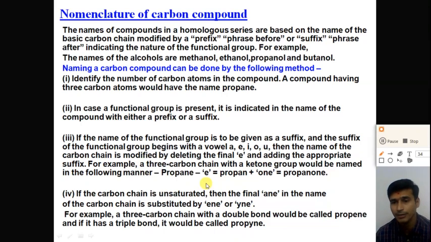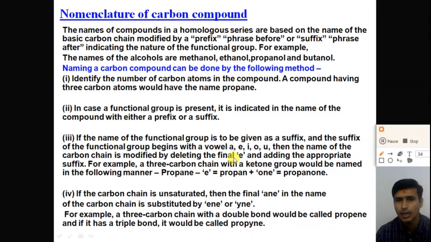If the double bond is between two carbon atoms, its name is ethene. If the double bond is in a three carbon atom chain, its name is propene. If in a four carbon chain, it is butene. If in a five carbon chain, its name is pentene. If in a six carbon chain, its name is hexene. Similarly, if a triple bond is there, the names are ethyne, propyne, butyne, pentyne and hexyne, right?